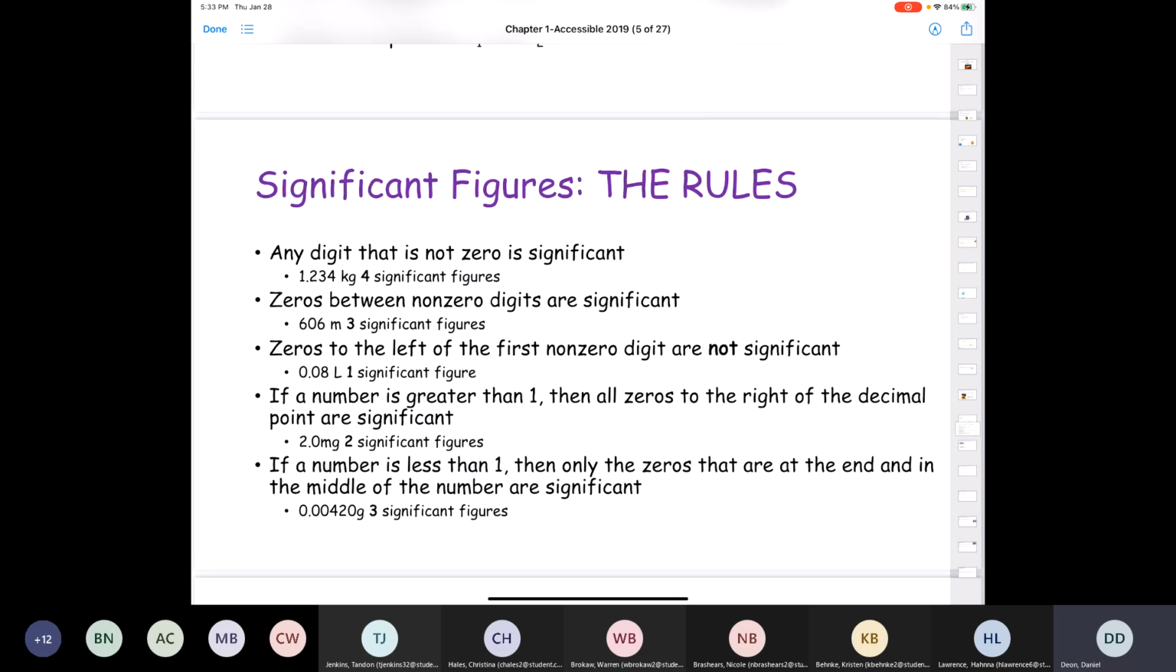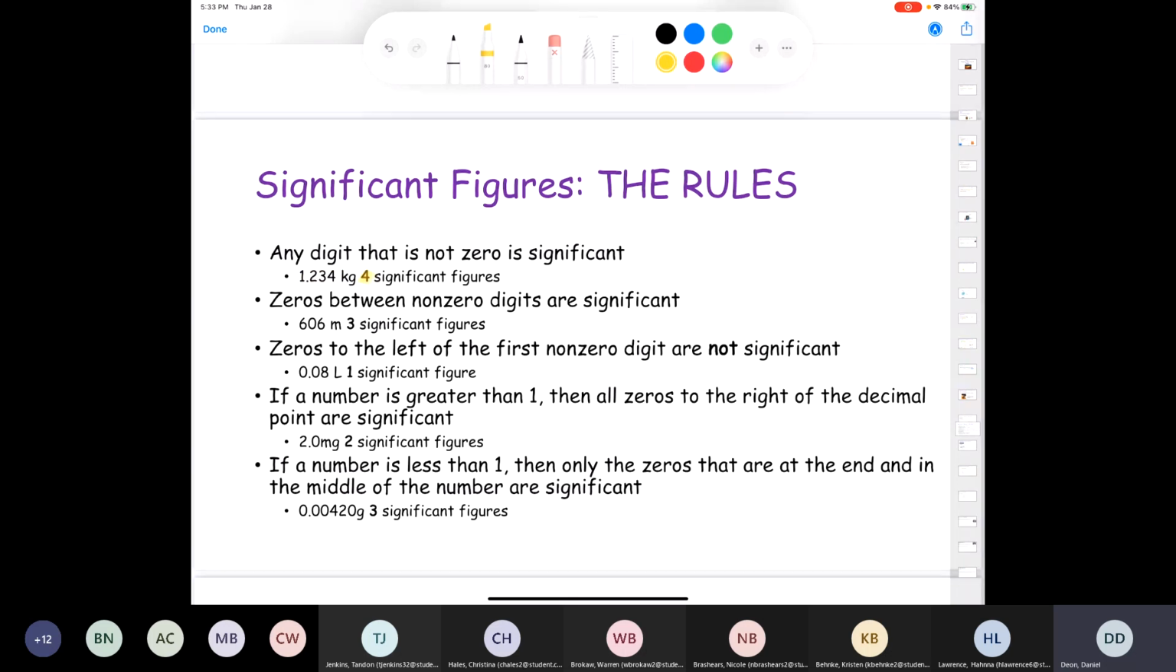Well, let's learn the rules for significant figures. The first rule is that any digit that's not a 0 is significant. Pretty simple rule, right? Anything that's not a 0, so 1, 2, 3, 4, 5, 6, 7, 8, 9, those are all significant. So if I have this number 1.234, I don't see any zeros, so everything's significant. I have 4 significant figures, 4 significant numbers in there.